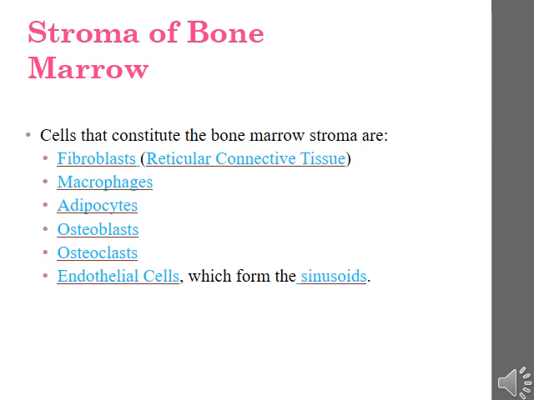The supporting structure of bone marrow consists of fibroblasts, macrophages, adipocytes, osteoclasts, endothelial cells which form the sinusoids. So these are actually the supporting structure, or in other words we say it's the stroma of the bone marrow. And it actually provides a microenvironment. These cells collectively provide the microenvironment for the production of colony forming units, other precursor cells, and this continues till maturation of many cells.